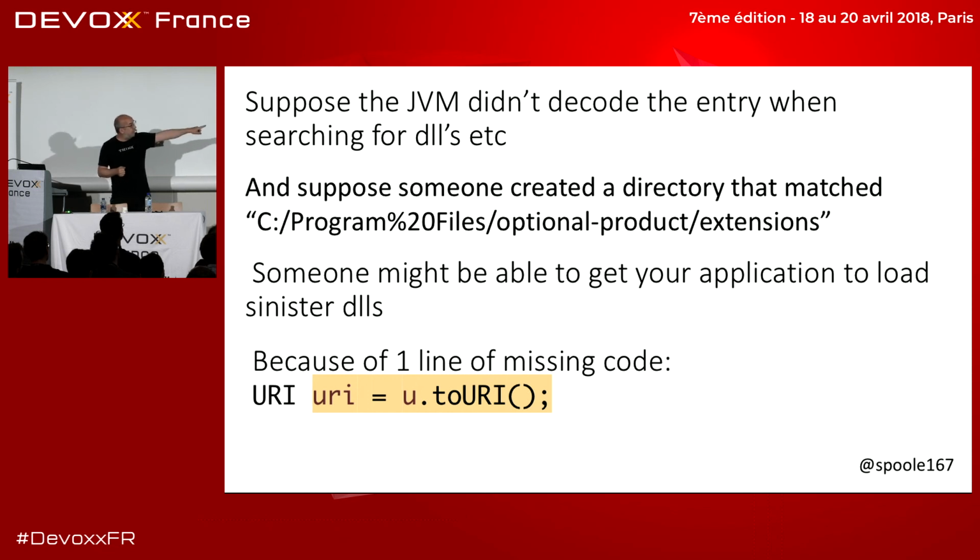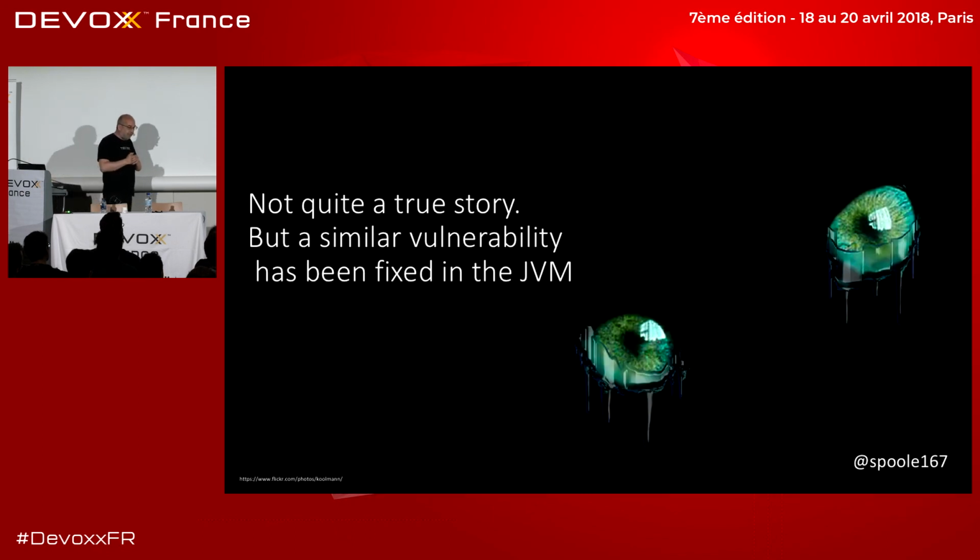And that's all because of something like this, right? It's just one line of code. And the thing is, it's almost a true story. That sort of vulnerability, there was something similar like that in the VM, where we weren't decoding the path correctly.